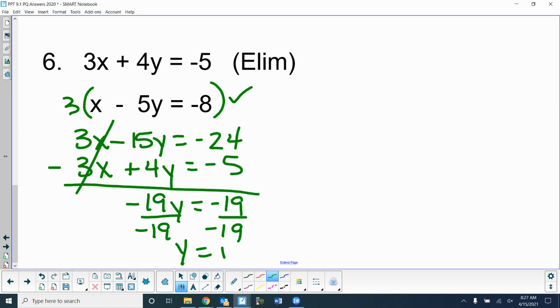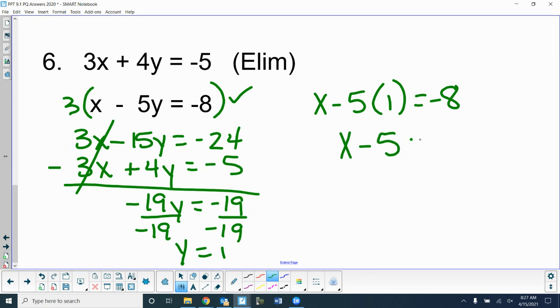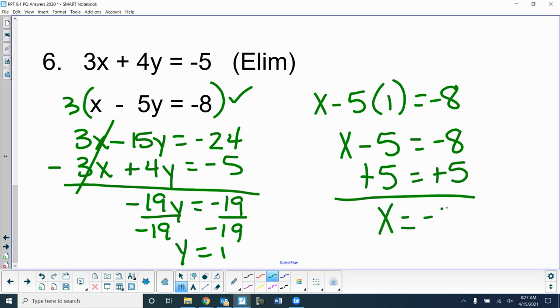I'll just substitute in the second one. So we're going to go x minus 5 times 1 equals negative 8, which is x minus 5. Add the 5, and you get x is negative 3. All right, do we understand those two methods? Are we going to be ready for our quiz? Hopefully. All right, good job today. Thank you.